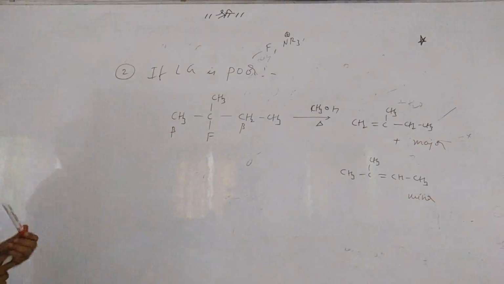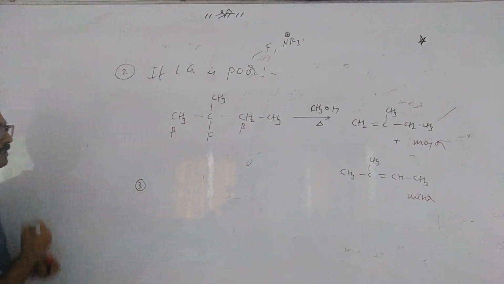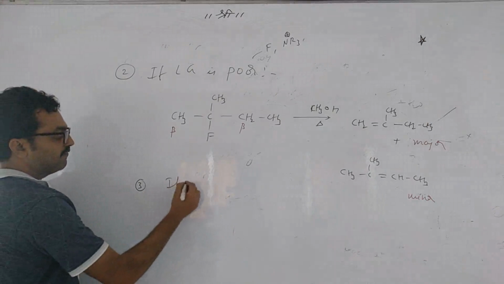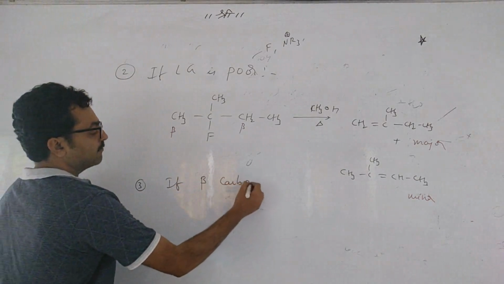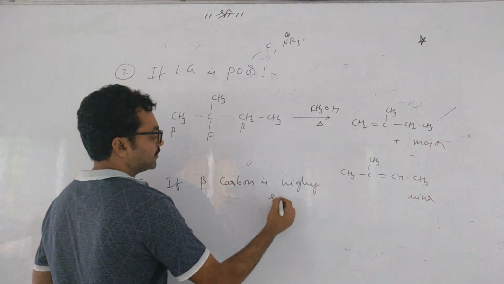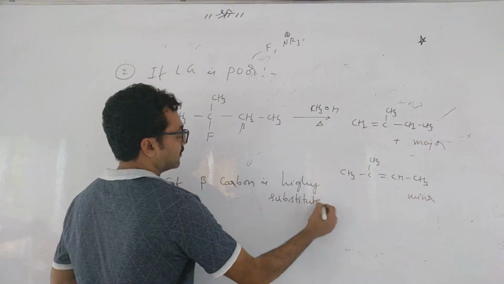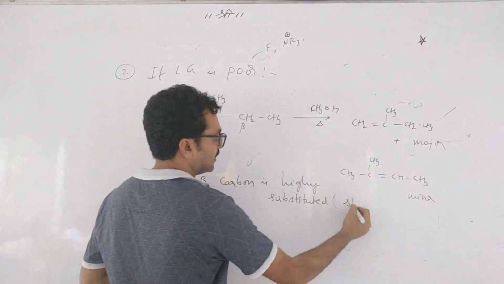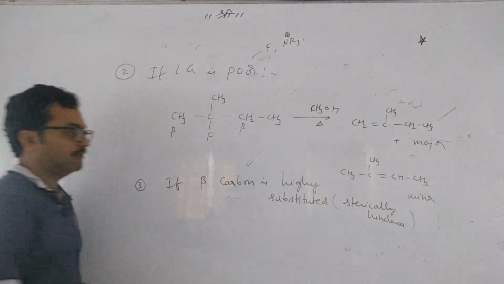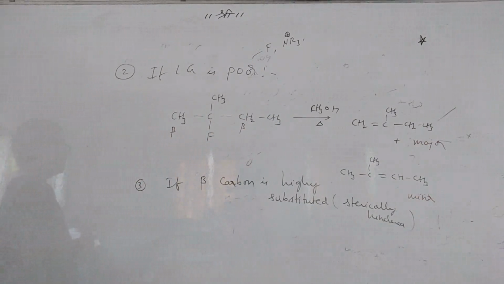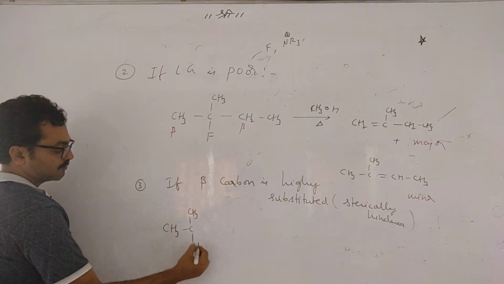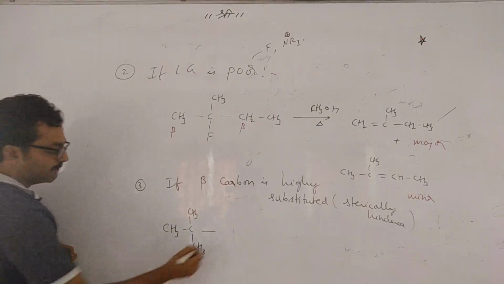Third point. Third one. If the beta carbon is heavily substituted, if the beta carbon is highly substituted, you can write steric hindrance, sterically hindered means a very big group is there at the beta position, then also Hofmann elimination takes place. Means this one is there.